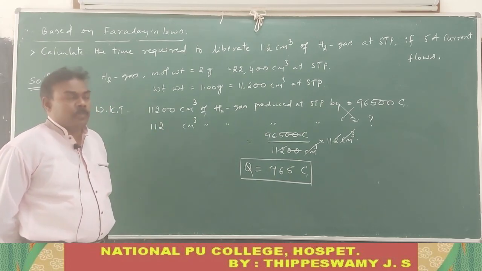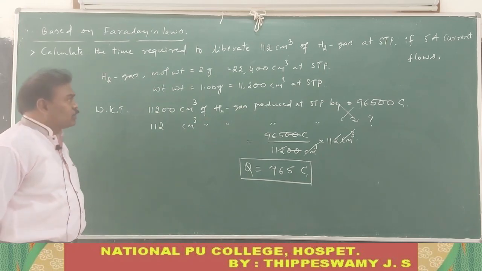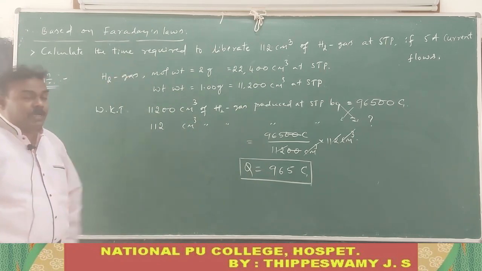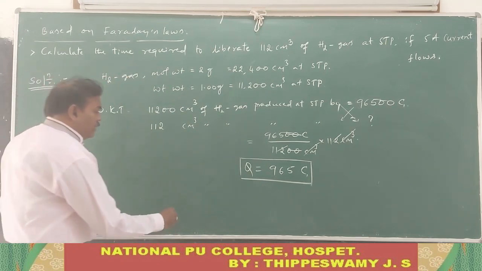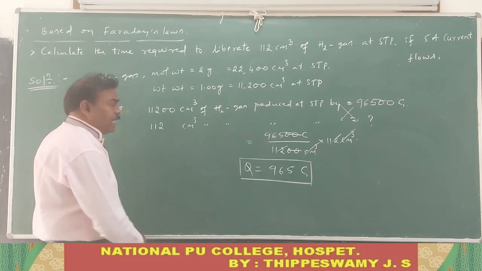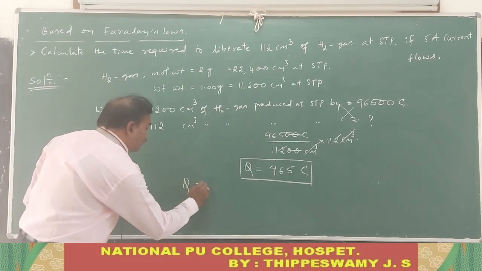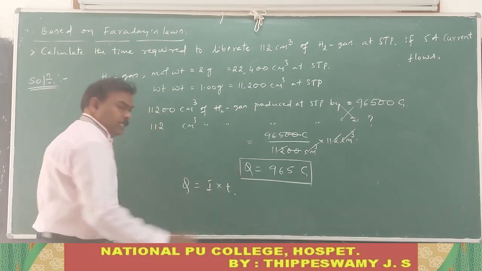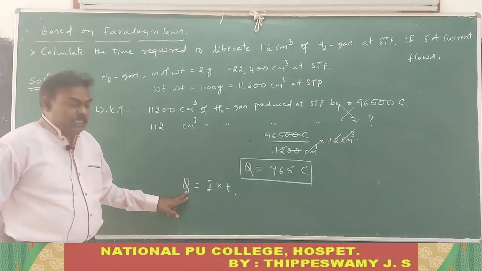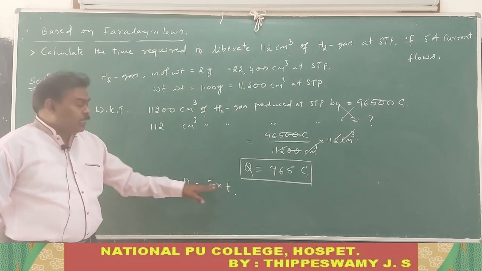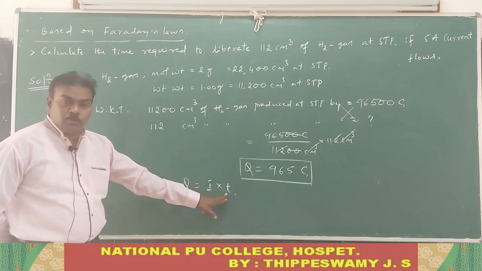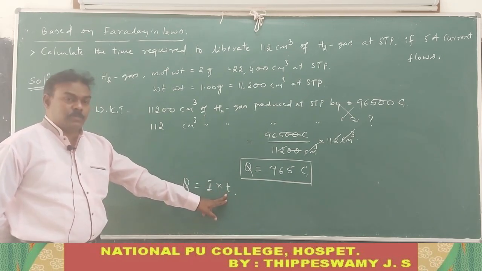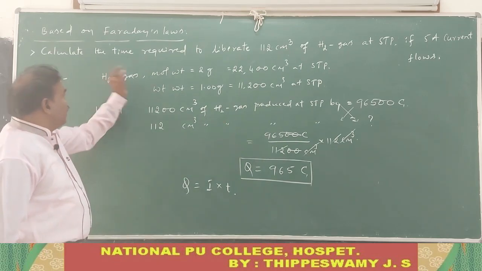But what is our question? Calculate the time required. We know the formula: Q is equal to I into T. Quantity of electricity is equal to I into T, where I is called current strength and small t is the time in seconds. We have to find the time now.